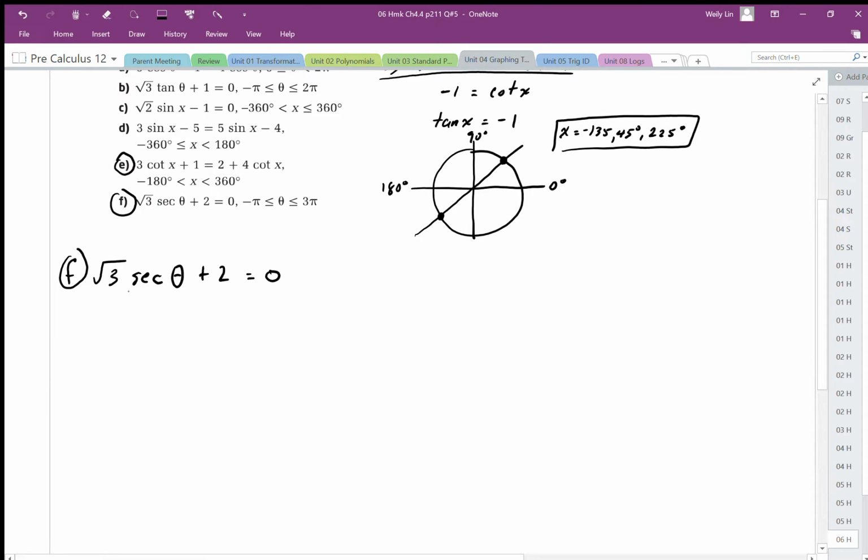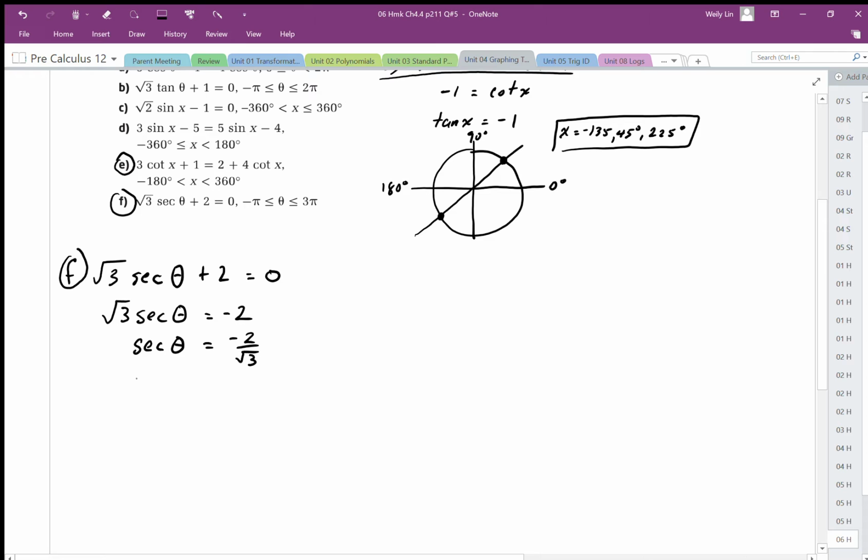Solving algebraically for f, we're going to first solve for the trig ratio, the secant in this case, and then we'll deal with the fact that it's a reciprocal ratio. So first, I'm going to subtract 2 from both sides of this equation. I end up with negative 2 over here. I'm going to divide both sides by root 3. So I get negative 2 over root 3 as my secant ratio.